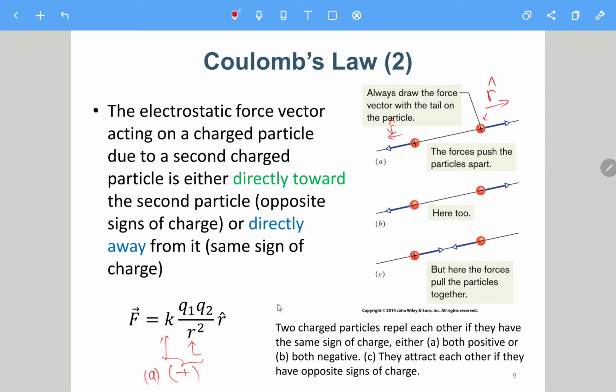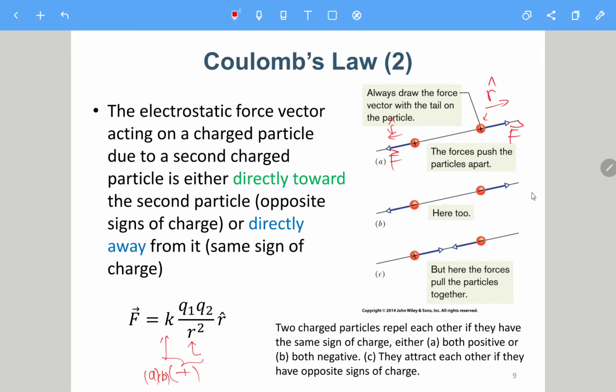For the first case, the force should have the same direction as the unit vector, which means that this is the force acting on this charge, which has the same direction as the unit vector. So this is the first case. For the second case, both of them are negative. k is positive, r squared is positive, negative times negative is positive. So the whole term is still positive. So case B is actually the same.